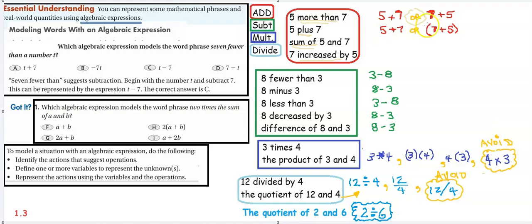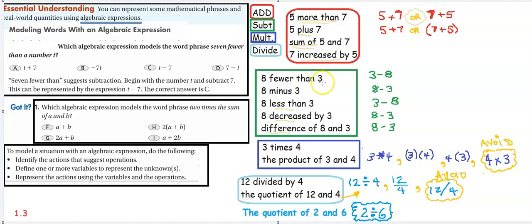It doesn't work that way with subtraction. Let's just go to subtraction. Words that make us think of subtraction are words like fewer than, minus, that's another one, less than, decreased by, difference of. So let's take a look at that.